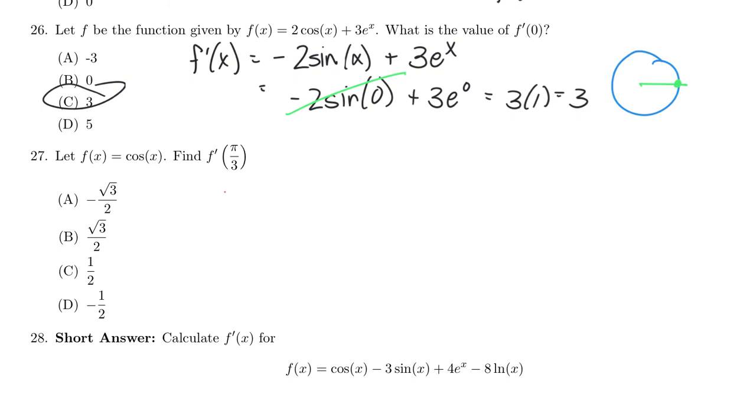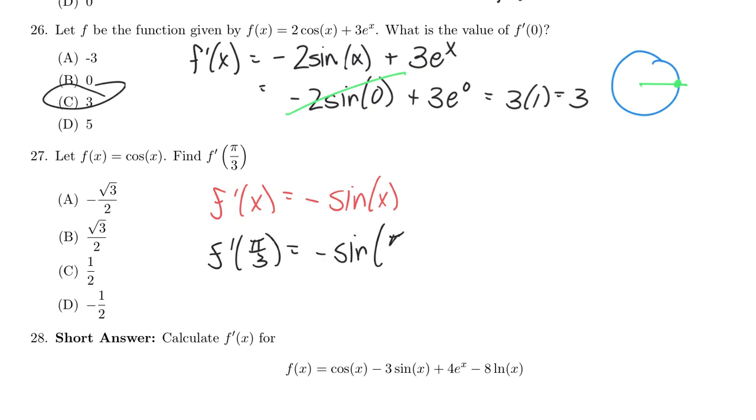Last one, same idea. F prime of x is going to be negative sine of x. They're going to plug in pi over 3. And this is just memorization for the unit circle, remembering that sine of pi over 3. All right, pi over 3 is the 60-degree angle, the one that's going more up, so the y value is bigger. It should be square root of 3 over 2. But we have that extra negative sign, which gives me the final answer. So this one just requires you to know your unit circle in order to get the final answer.